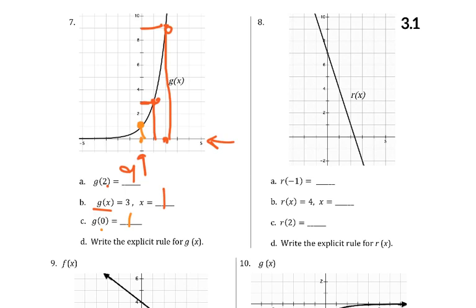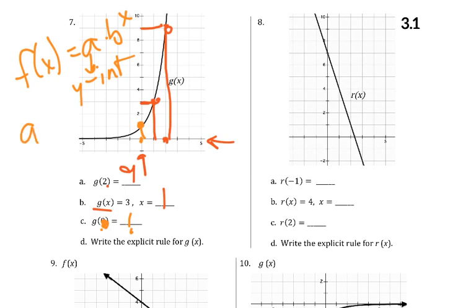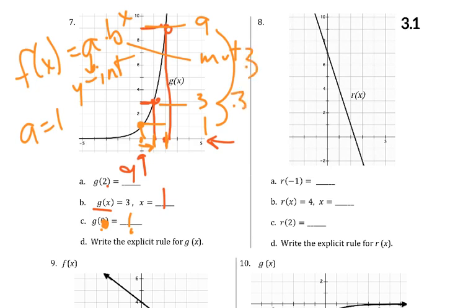Then it says write the explicit rule for g of x. So remember, explicit is f of x equals a times b to the x, where a is the y-intercept, which we should notice, input of 0, output of 1, there's our a, and b is what we're multiplying by. Well, notice we go to 1 and then to 2, we've got 3 here, and we've got 9 here, and 1 here. So 1, 3 to 9, looks like we're multiplying by 3, so b would equal 3. So I go g of x, not f of x. g of x equals 1 times 3 to the x.